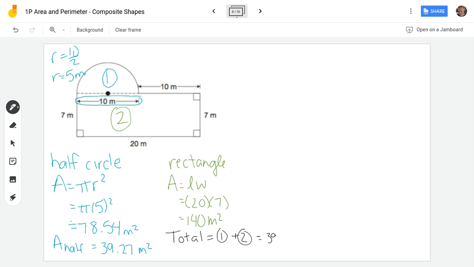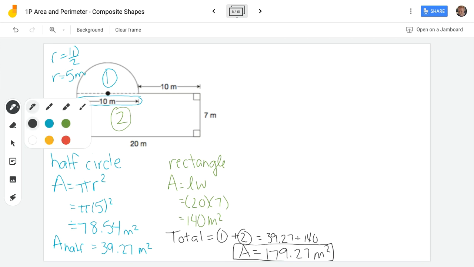So 39.27 plus 140, which will give us a total area of 179.27 meters squared. And you could just round that to 179, that's okay. So that's all the area. I'm going to try to fit the perimeter on this same page.